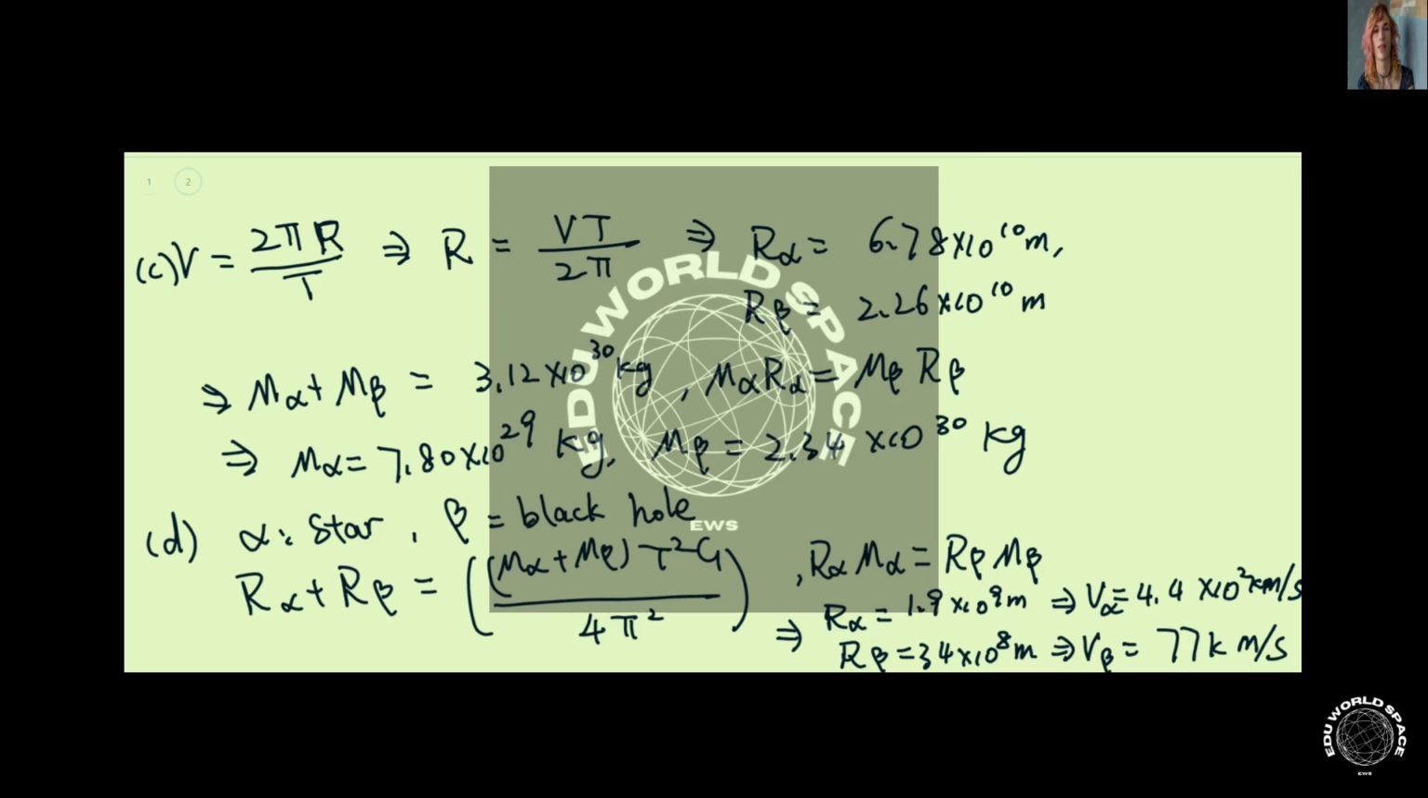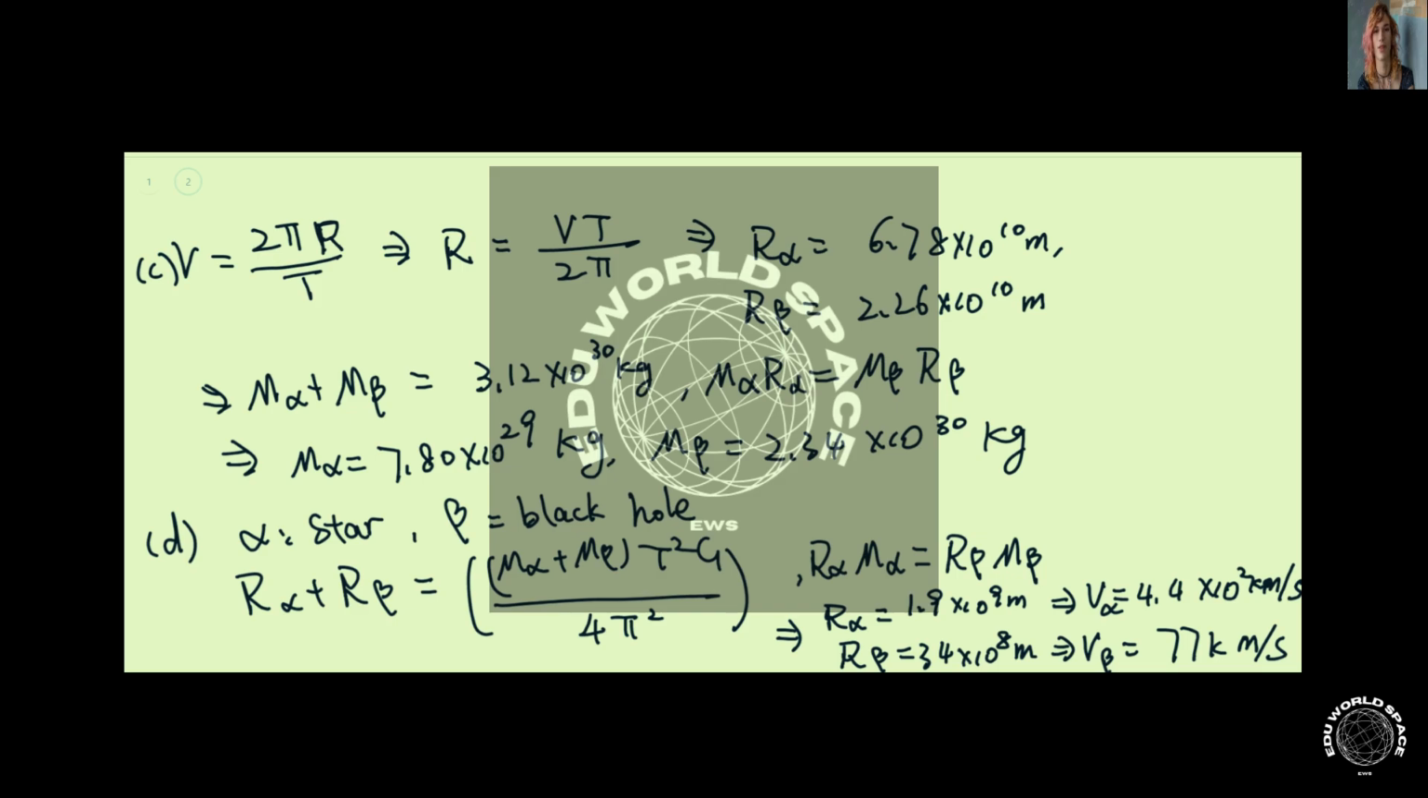And from question 1, we know that the product of mass and radius is a constant: M alpha times R alpha equals M beta times R beta. So we know the sum of them. We can use this expression to find the ratio between them, and combining these two equations together, we find the mass of alpha is equal to 7.8 times 10 to the 29 kilograms, and the mass of beta is 2.34 times 10 to the 30 kilograms.